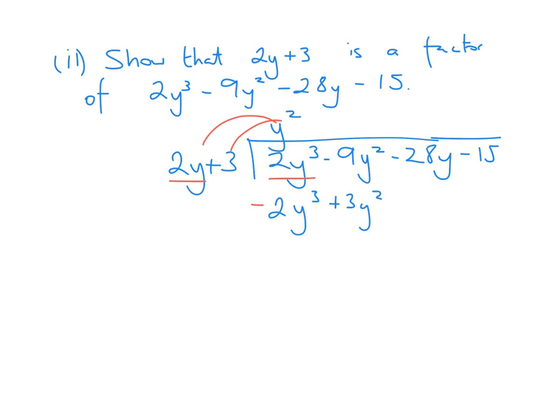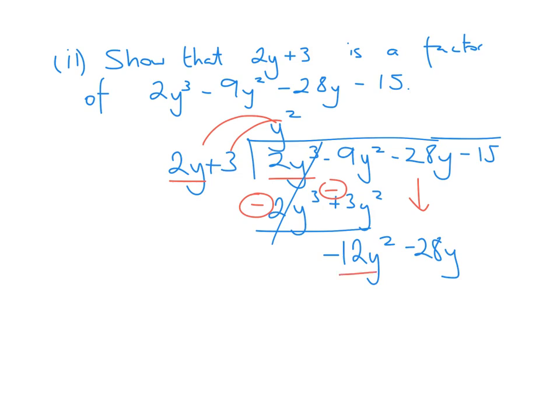We're going to change the signs and do our column addition, and that gives me minus 9y squared minus 3y squared, which is minus 12y squared. We're then going to take down our next available term. This time, because it's a quadratic, we will have to do this one more time. Start the process again. What do I multiply 2y by to get minus 12y squared? And the answer is going to be minus 6y.